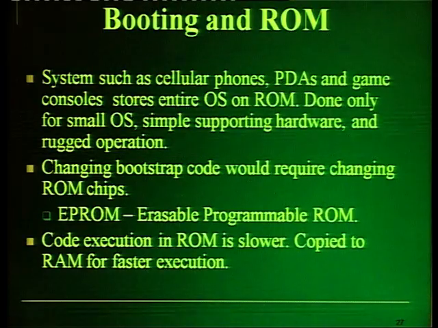Code execution in ROM is slower, so it can be copied to the RAM for faster execution. As we know, the access time of RAM is faster compared to ROM. Which one is faster? RAM is popular for faster access time, and ROM is slower as compared to RAM. So whenever the operating system is loaded, the code can be copied from the ROM to the RAM, so that the system can perform better than if the operating system is in ROM only.